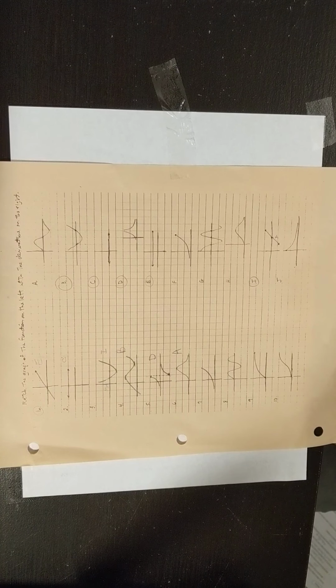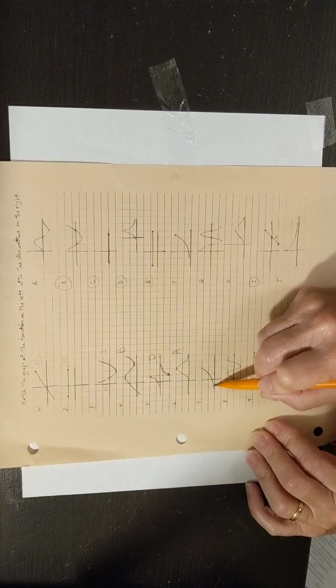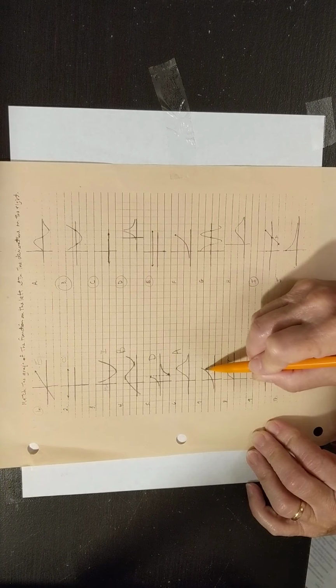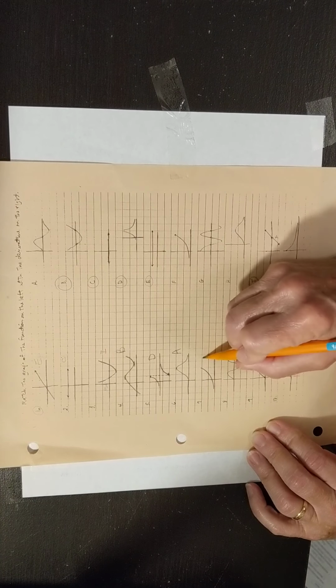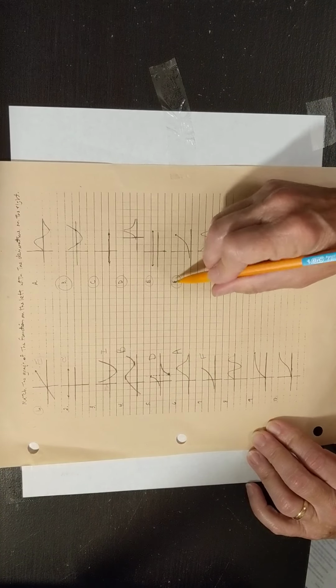Let's look at 7. It starts close to 0, and then it increases, and then it keeps increasing. This particular function, its derivative looks just like the function itself. 7 is going to be F.